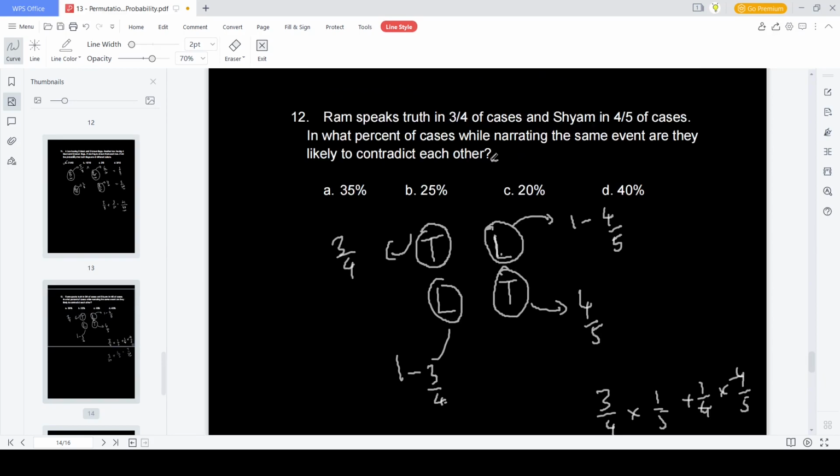So 7 by 20 is the probability. If I have to calculate the percentage, for 7 by 20, I just multiply by 5 on top and denominator. This becomes 35 by 100. So 35% of the times they contradict each other. Okay.